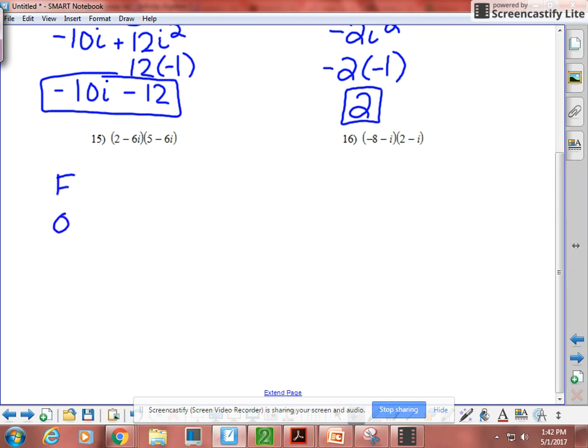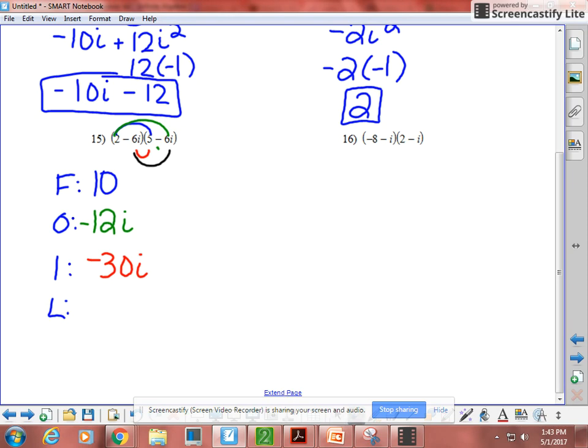So my first is going to be these two together, which gives me 10. Then I'm going to take this 2 all the way to the outside and get 12i, except it's negative because of that negative sign right there. Then I'm going to jump to the inside and get negative 30i, and then take this all the way out to the outside and get plus 36i squared, because it's a negative times a negative. Okay, so now I have to simplify this as much as I can. So this i squared is really 36 times negative 1. So that's going to equal a negative 36.